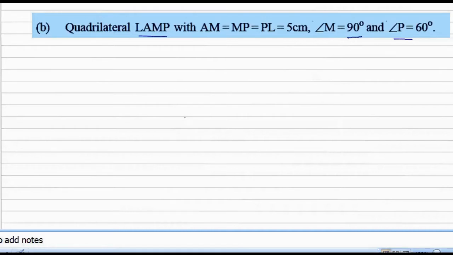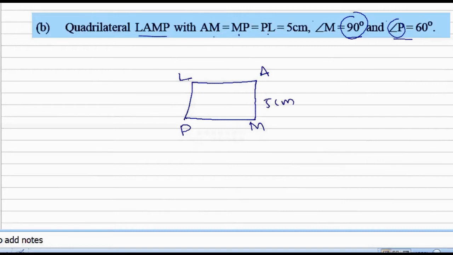So I'm drawing the quadrilateral now. Here angle P and M are there, so you should get it like that. So LA, MP, you should write it like this. So A to M we have the length. See, AM is equal to MP is equal to PL. So AM is equal to 5 centimeters and PL is also 5 centimeters and PM is also 5 centimeters. Okay? So here angle M is 90 degrees and angle P is 60 degrees.